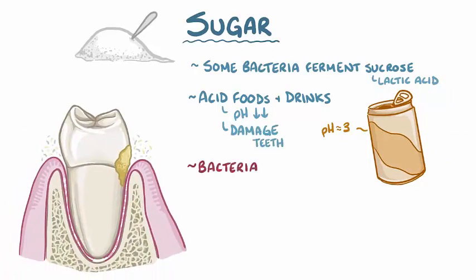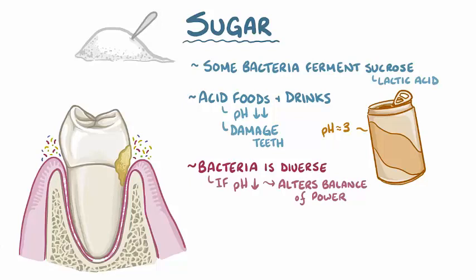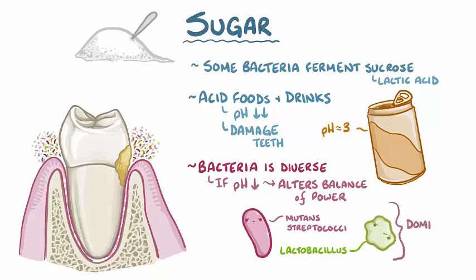The bacterial population in the mouth is diverse, and if the pH in the mouth starts to decrease, it alters the balance of power. Bacteria that thrive in a low pH, like mutant Streptococcus and Lactobacillus, start to dominate.